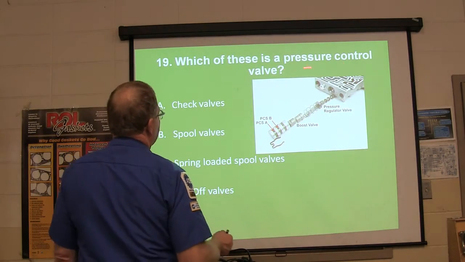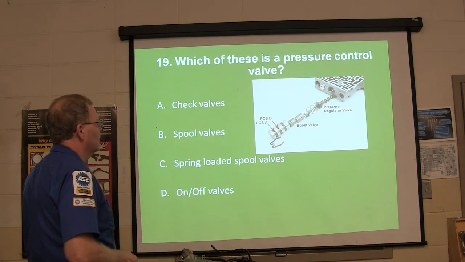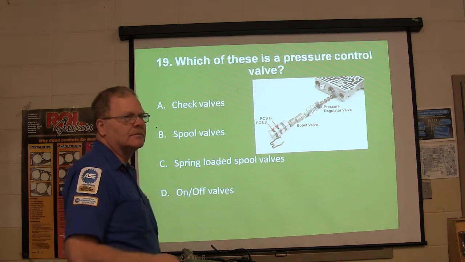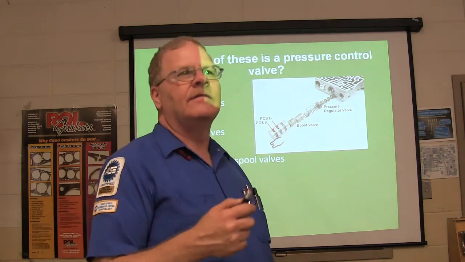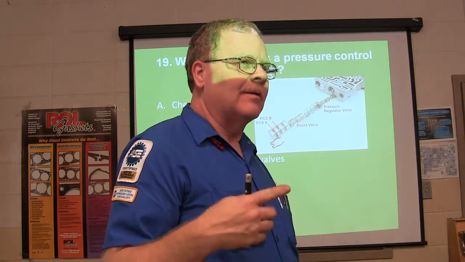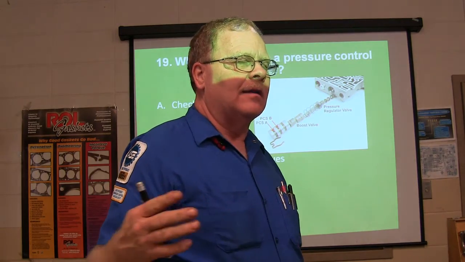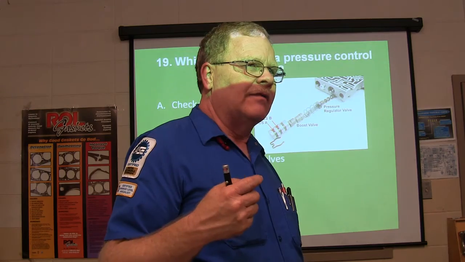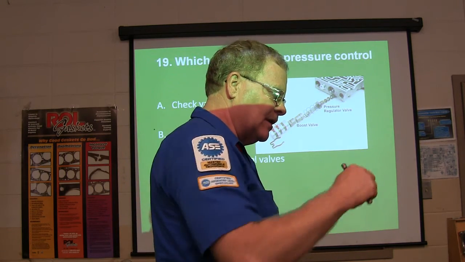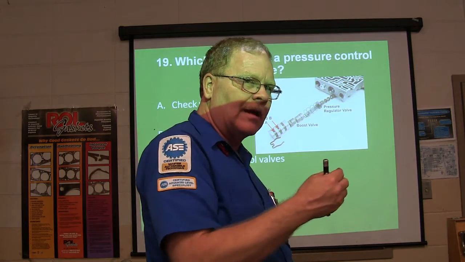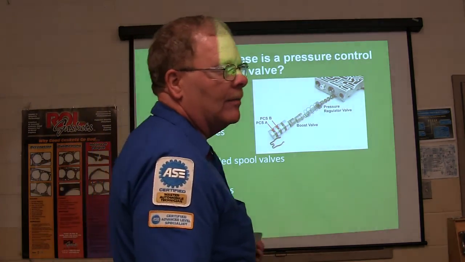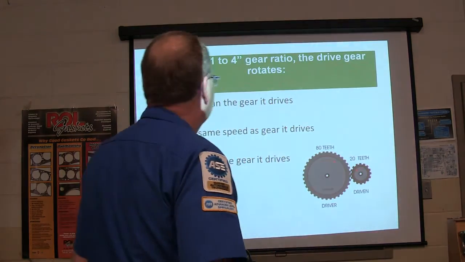Which of these is a pressure control valve? Check valve, spool valve, spring-loaded spool valve, or on-off valves. Spring-loaded spool valve. The pump doesn't produce pressure, it just moves fluid, and the pressure is created because the relief valve has a spring that's holding it back, and it pushes until it opens an orifice. It's got to reach a certain amount of pressure before it opens. It's like an oil pump on a car, it's got a pressure relief valve.